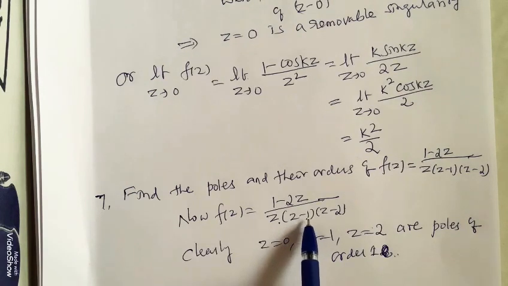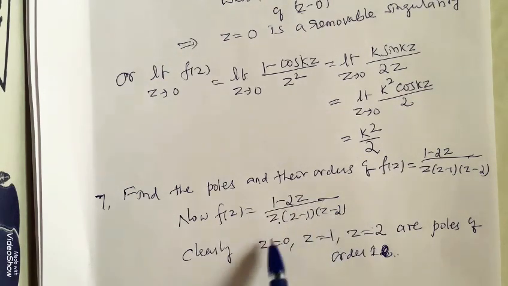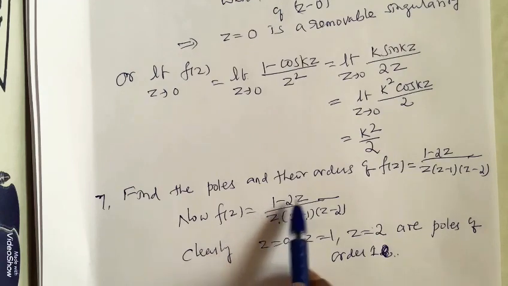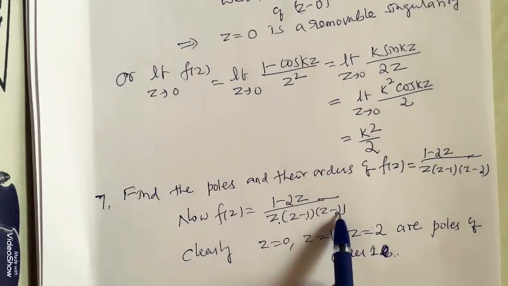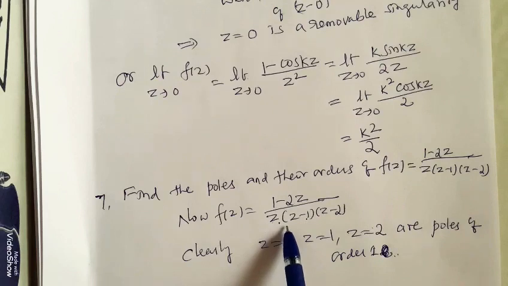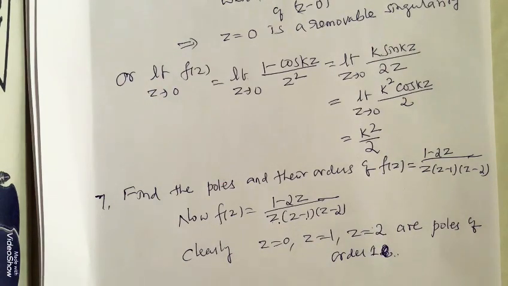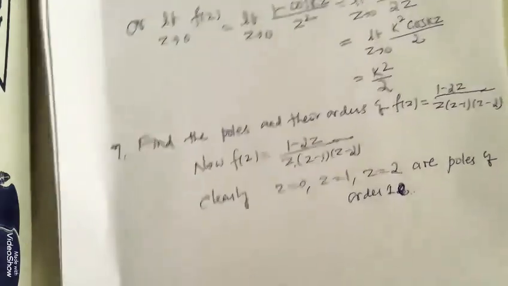At z is equal to 1, z minus 1 into f z, z minus 1 will be cancelled, leaving 1 minus 2z divided by z into z minus 2. In this you put z is equal to 1. Like that also you can calculate. They are very simple. You just see the powers and write it, because here the numerator is 1 minus 2z. Okay. Next one.